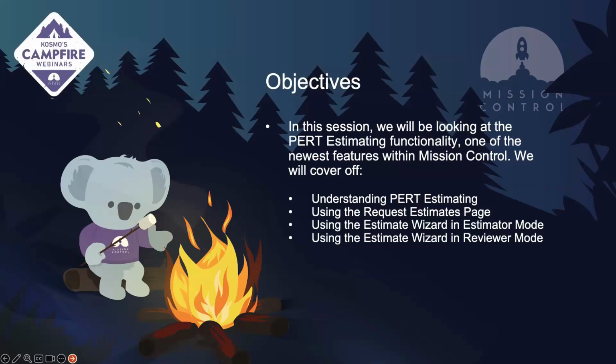We'll also be looking at the estimate wizard, and this wizard shows you two different modes, the estimator mode and the reviewer mode. That way you can submit and complete your estimates and send them to your manager that requested it from you, or you can review it. As a manager, you can review all the estimates all together, and during your weekly catch-ups with your team, you can get that estimate from each of your users and then finalize that together as a team.